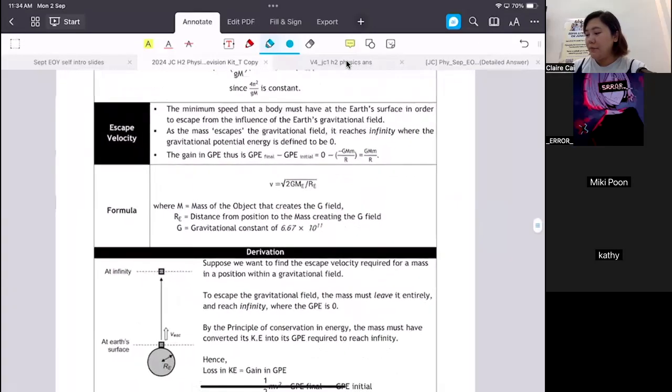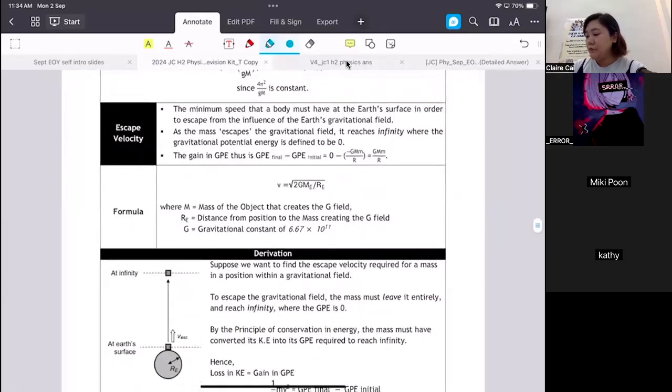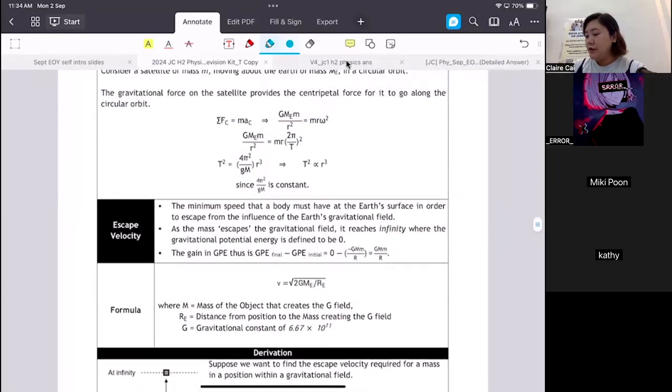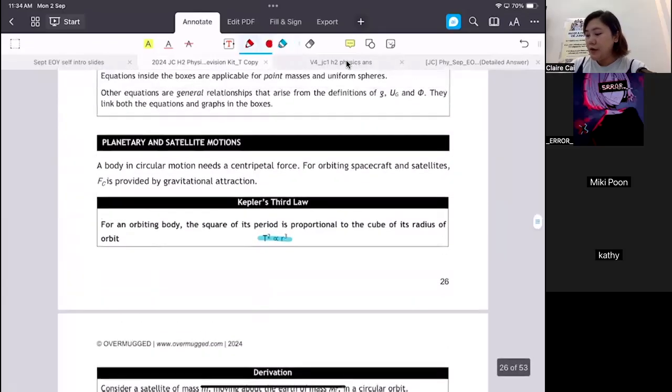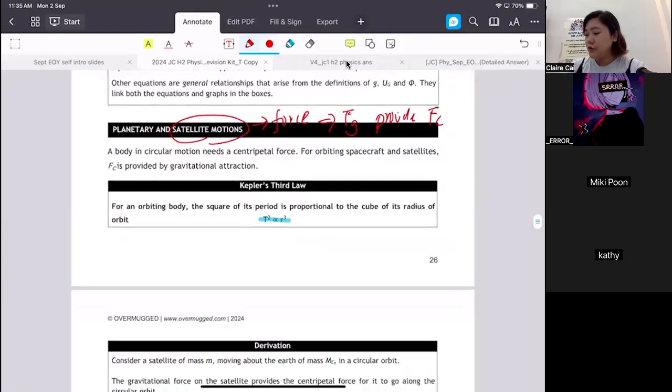Then for the second part, escape velocity. You can see that for the satellite motions, we focus more on the force, meaning Fg provides Fc. Your gravitational force provides the centripetal force needed for the circular motion of the satellites. So for orbiting spacecraft and satellites, the Fc is provided by the gravitational attraction.